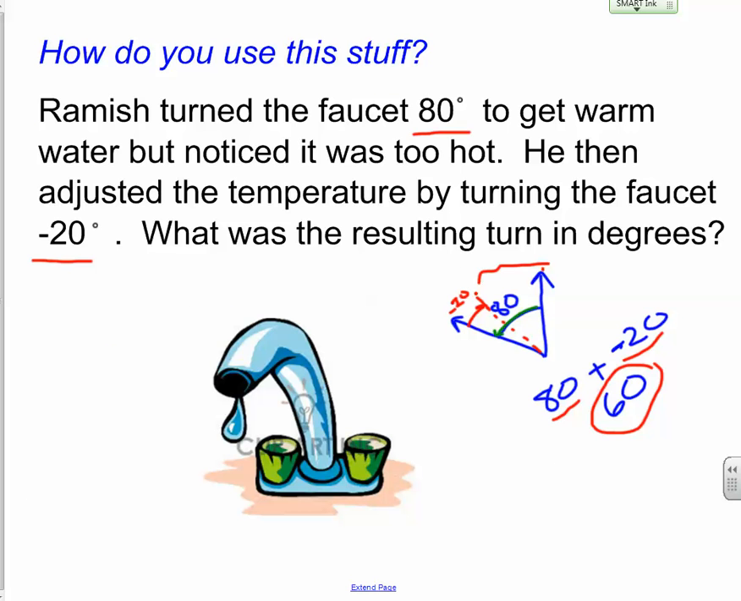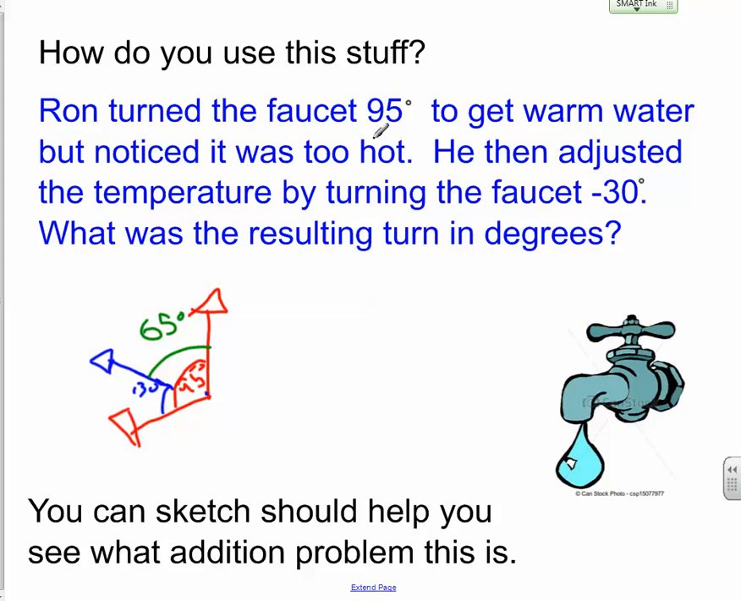A different example: Ron turned the faucet 90 degrees to get warm water, but he noticed it was too hot. He adjusted the temperature by turning his faucet negative 30 degrees. And what was the resulting turn? So I just called on a person at random and had them come up and sketch. So here was their starting ray. I think it was Brody who did this one. I can't remember now. But anyway, in period 6, I think it was Brody. So he started by rotating 95 degrees, which is counterclockwise. And then he went back clockwise, negative 30. And you can just see the difference. 95 minus 30, or 95 plus a negative 30, is 65 degrees for the turn. And the sketch just helps you picture what you're doing.